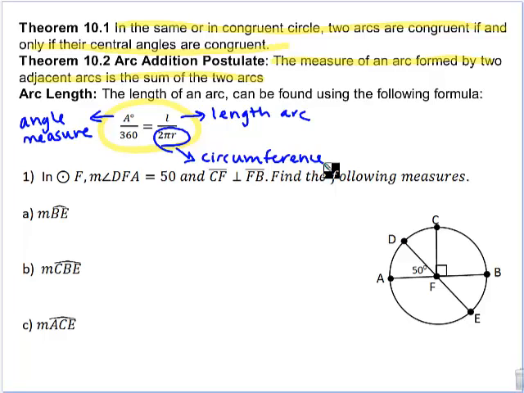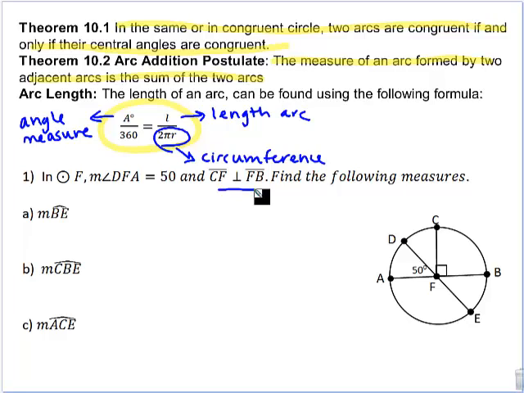So we are going to find some measurements. So I'm going to give you the central angle, and then we have to find the measurement of the arc that corresponds with that central angle. So in circle F, measure of angle DFA is 50 degrees, and that is already labeled for us. CF is, what does that symbol mean? Perpendicular. So CF is perpendicular to FB, so that means it forms what? 90 degrees. So from CF to FB, we've got that marked as 90.